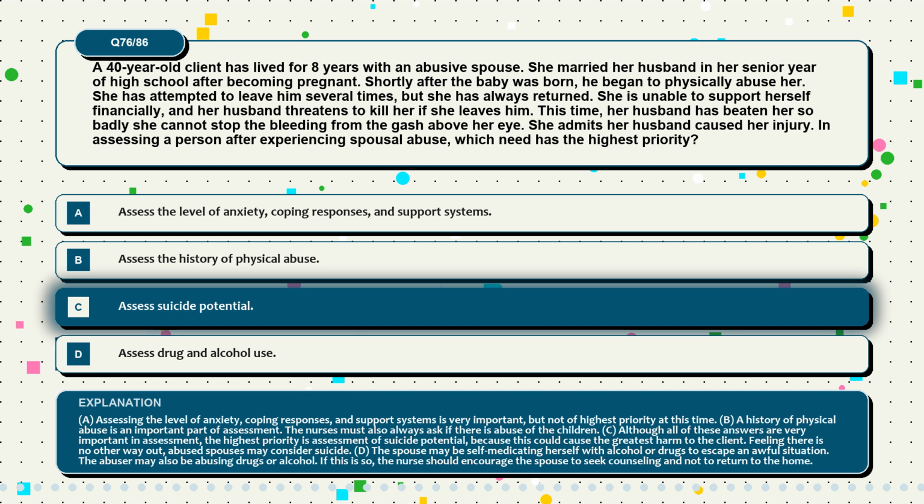Feeling there is no other way out, abused spouses may consider suicide. D. The spouse may be self-medicating herself with alcohol or drugs to escape an awful situation. The abuser may also be abusing drugs or alcohol. If this is so, the nurse should encourage the spouse to seek counseling and not to return to the home.